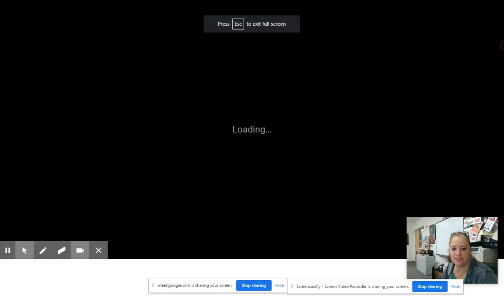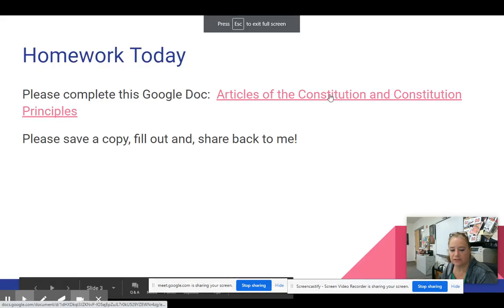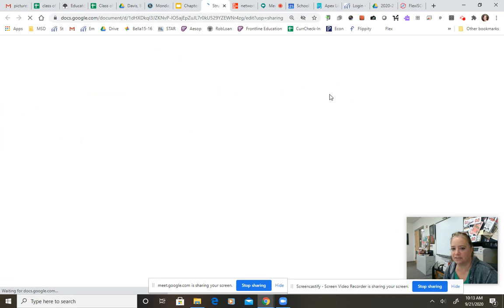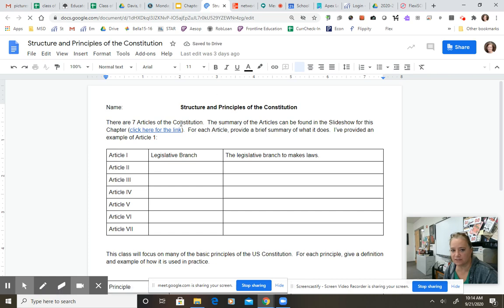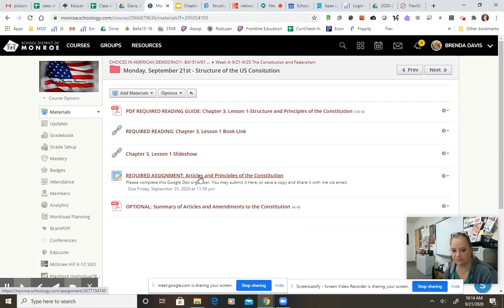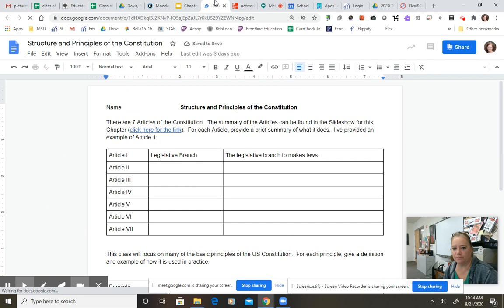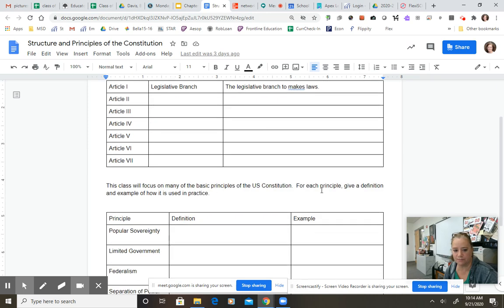Okay. So for today, there is a Google Doc, and it's kind of like that last Google Doc. And there's a link to this in Schoology again. There's a link, required assignment. And you can just save a copy for yourself. And then what you have to do is list out the articles of the Constitution. And there's a basic definition of what they do. And I'll show you where that is in the slideshow.